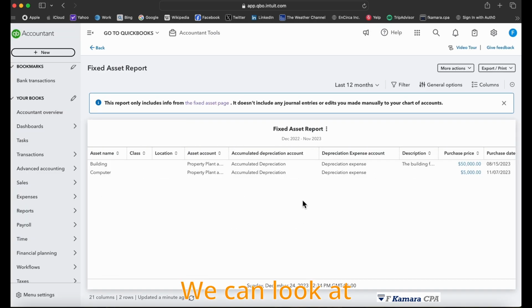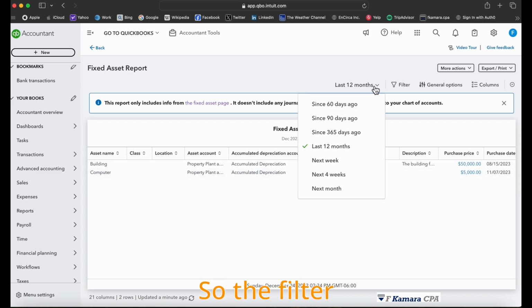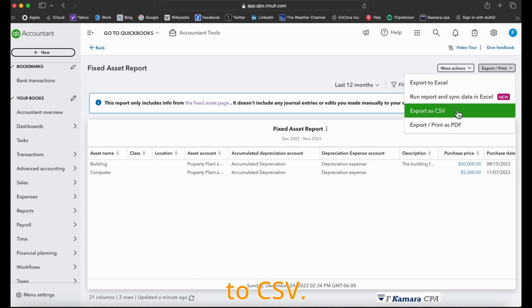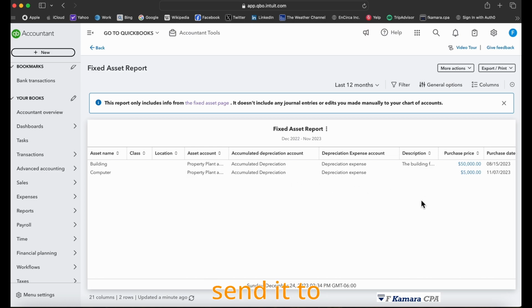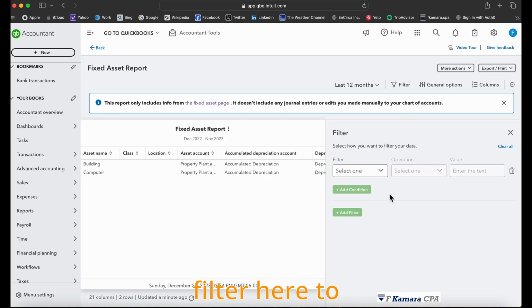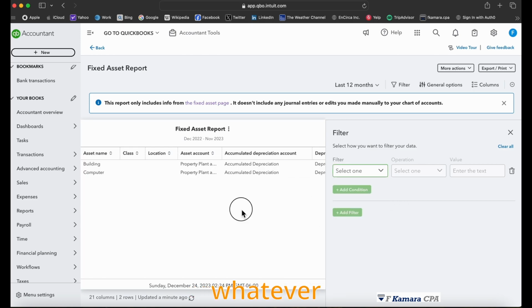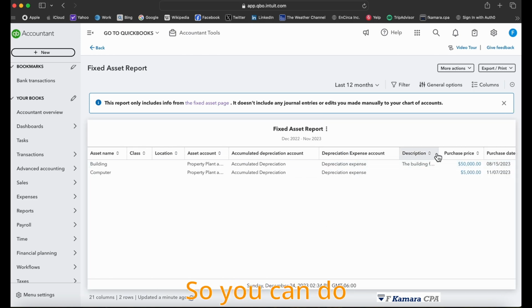We can look at the report. This is the asset report. So the filter here is saying the last 12 months. So for the last 12 months, these are the assets that relate to 2023. Just export it to CSV, so you can send it to your accountant. You can also filter here to show by asset name or by column, whatever option you want to choose. So you can do that as well.